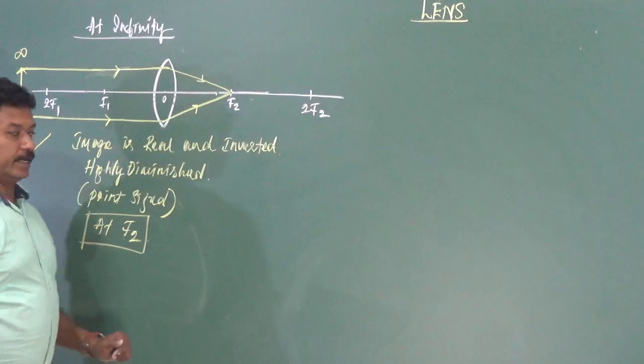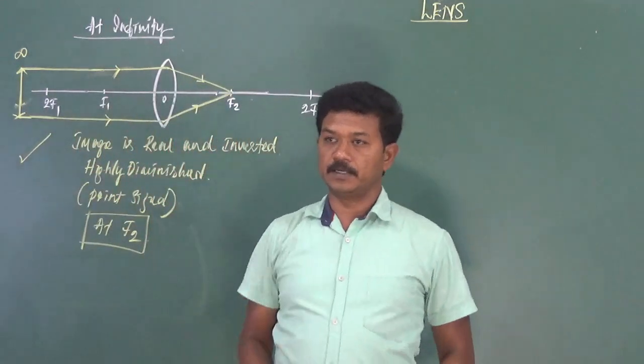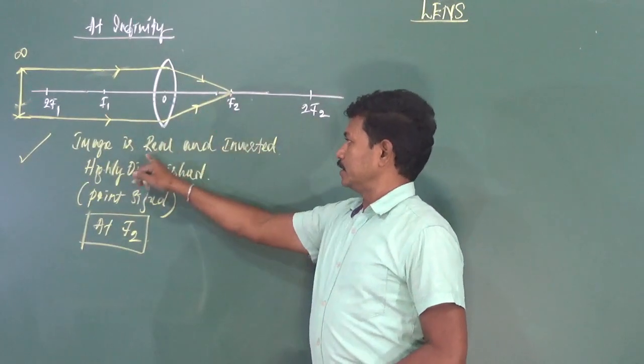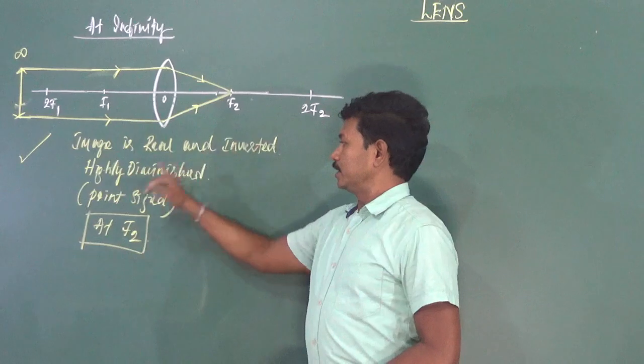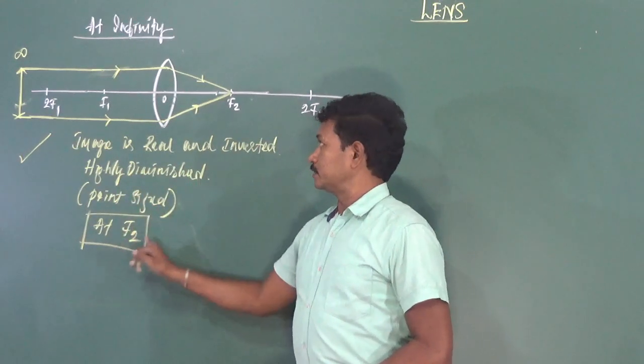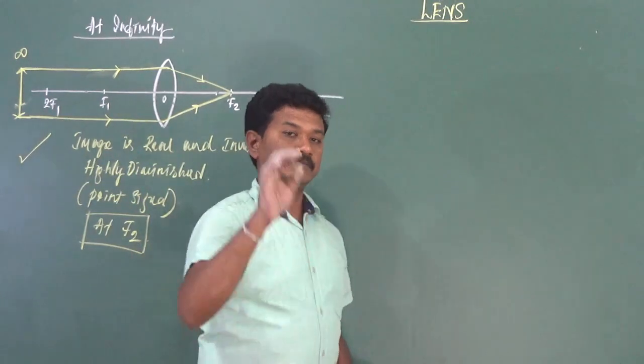This is very important. When the object is placed at infinity in front of a convex lens, the image will be formed at F2, and that image is real and inverted, it is highly diminished or point sized, and it is formed at F2. So this is what happens when the object is placed at infinity.